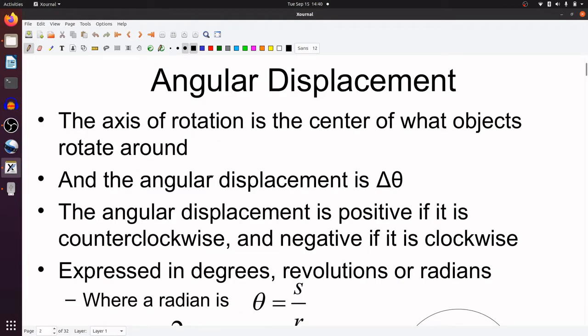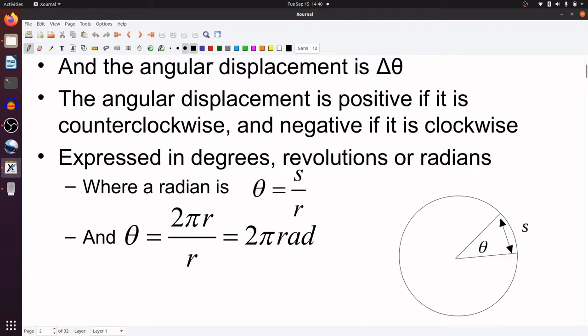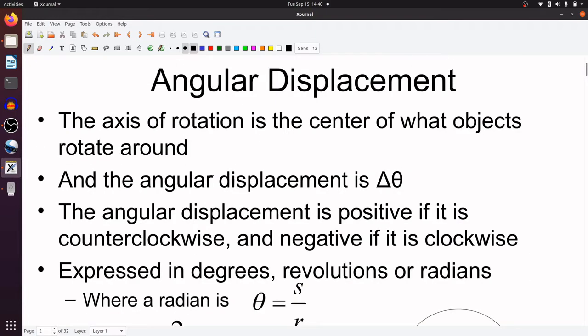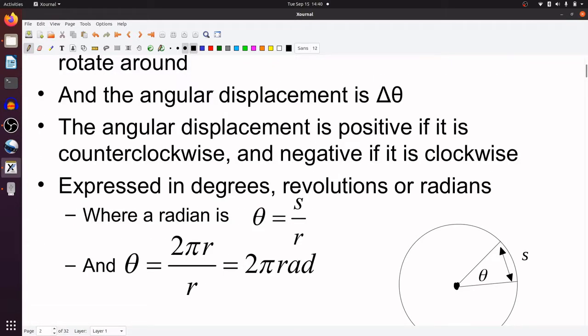All right, angular displacement, some kind of ground rules here. The axis of rotation is the center of what the object rotates around. So the axis of rotation here is generally going to be like so, and then it rotates in a circle around that. Angular displacement is delta theta. So the point from here down to here, that is our angular displacement, that's your change in theta.